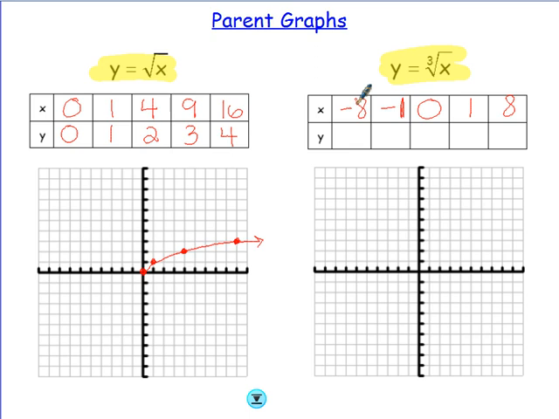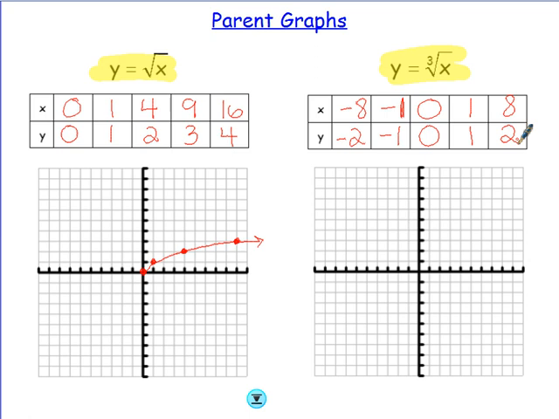So every calculator that I've seen should have a cube root button. Even if you're using a calculator on your phone, you should be able to turn it sideways and you should see a cube root button. The cube root of -8 is -2. The cube root of -1 is -1. The cube root of 0 is 0. The cube root of 1 is positive 1, and the cube root of 8 is positive 2.